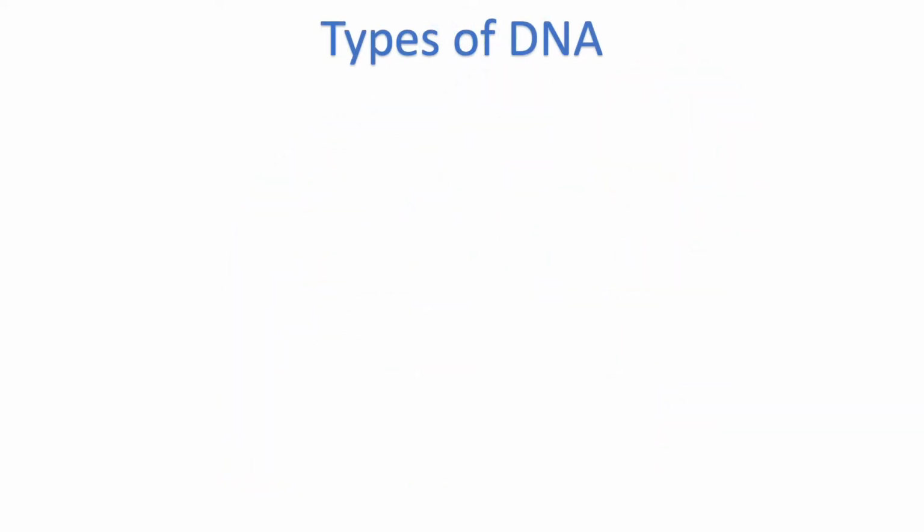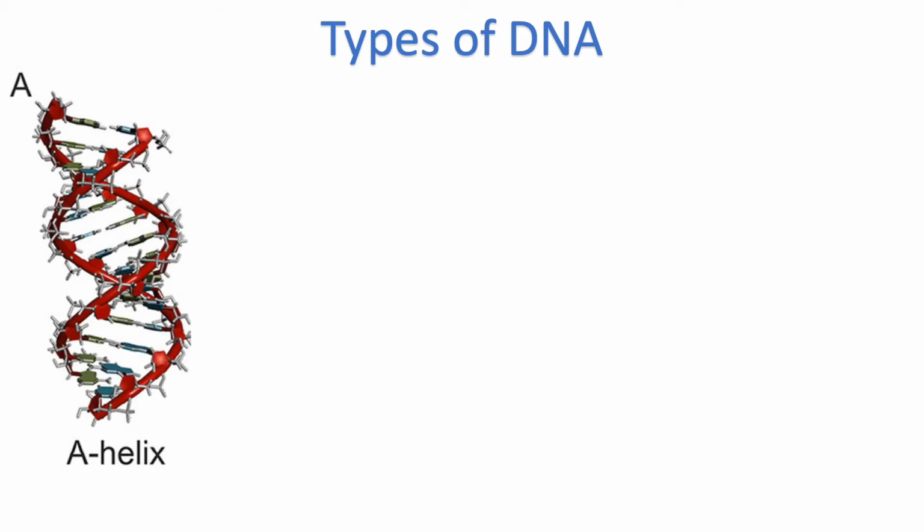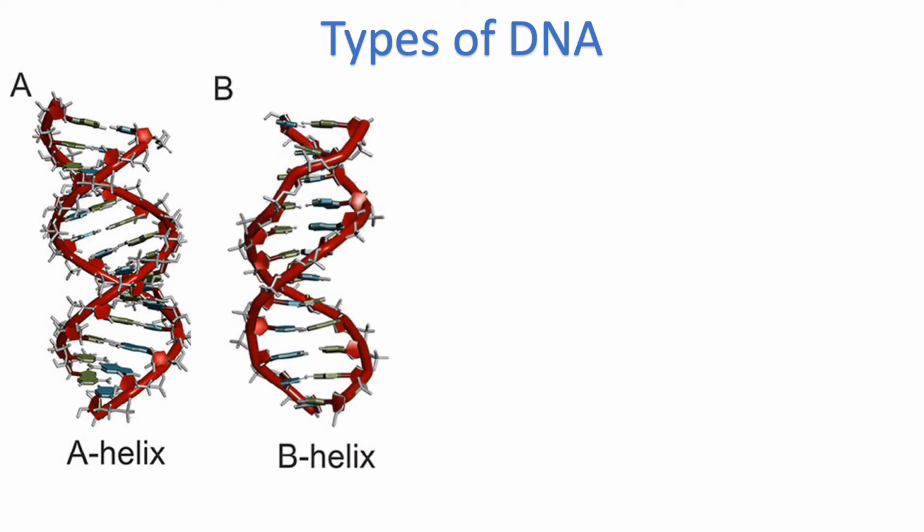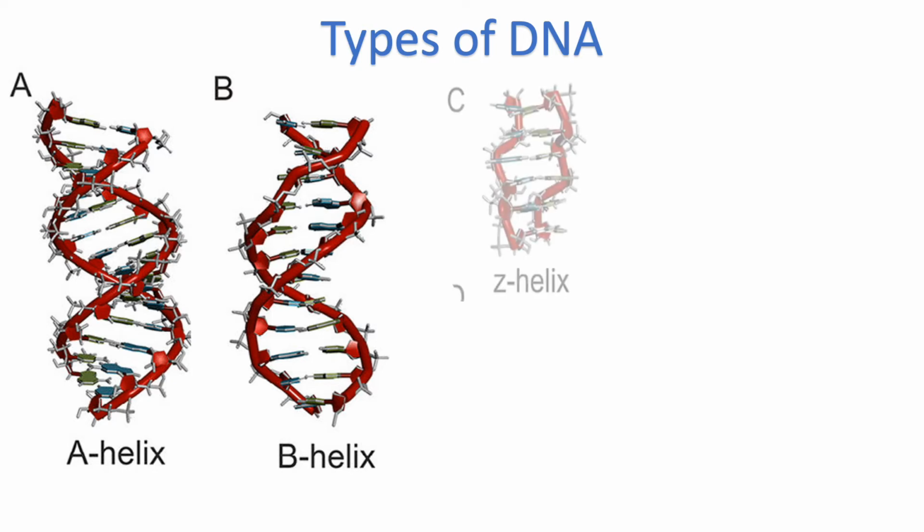There are different types of DNA based on their structure. The first kind is the A helix. It is a right-handed double helix structure which is fairly similar to the more common B DNA form, but with a shorter and more compact helical structure. B DNA is a right-handed double helix. The double strands of B DNA run in opposite directions.